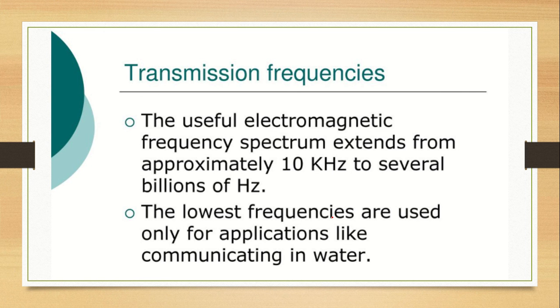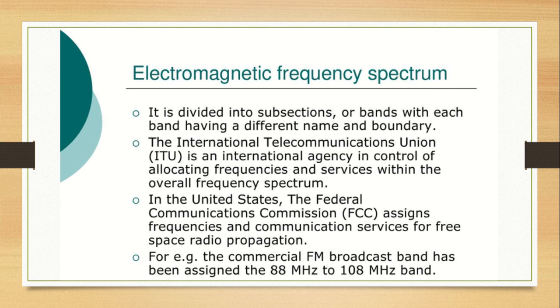The lowest frequencies are used only for applications like communicating in water, the one that is used in sonar. The electromagnetic frequency spectrum is divided into subsections or bands, with each band having a different name and boundary. The International Telecommunications Union, or ITU, is an international agency in control of allocating frequencies and services within the overall frequency spectrum. This is the one responsible for assigning frequencies in any country.